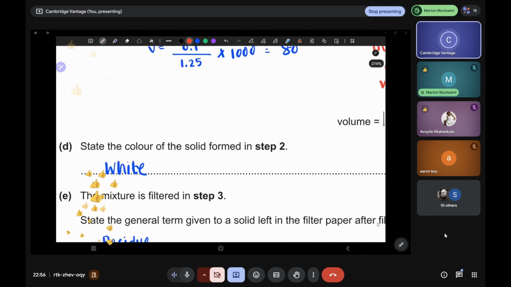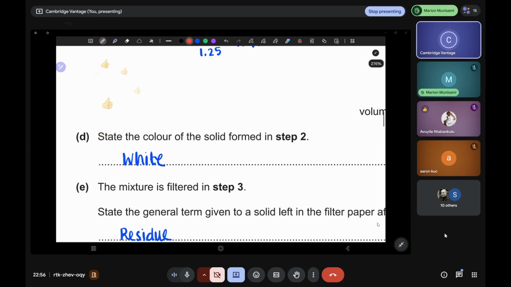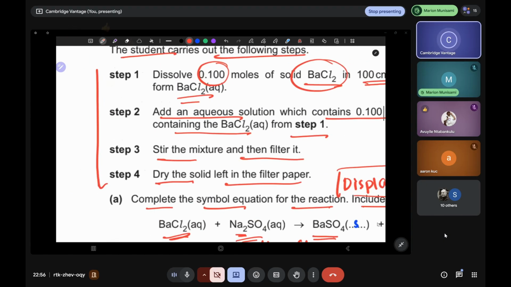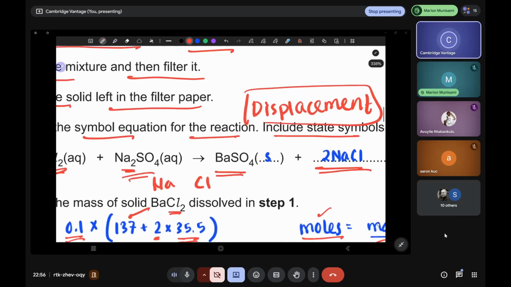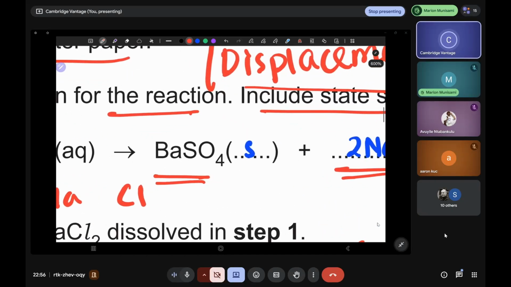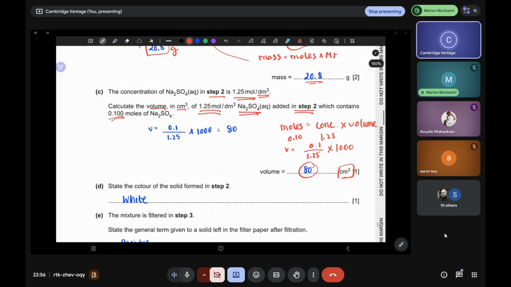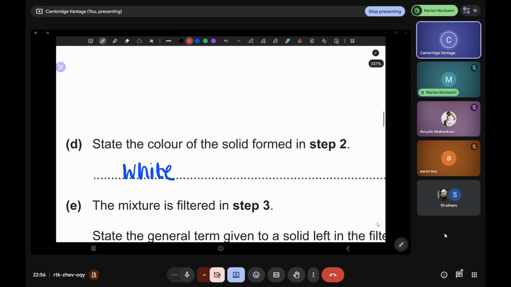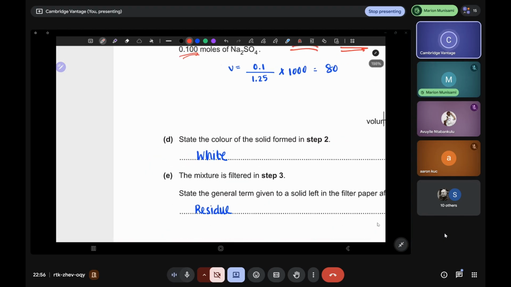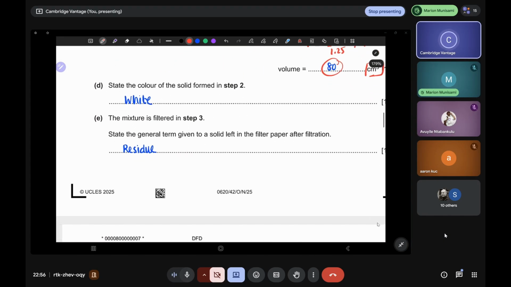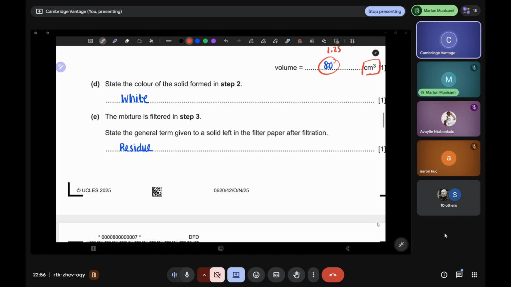And then they ask you to state the color of the solid formed in step 2. Now, what is the solid formed in step 2? We know that it's barium sulfate. And barium sulfate is a group 2 compound. We know that except for transition compounds, the other compounds are generally colorless. So that is why the solid that's formed in step 2 is also just white. If it was a transition compound, then it would probably have some color, which we are not worried about over here. And then let's look at E.